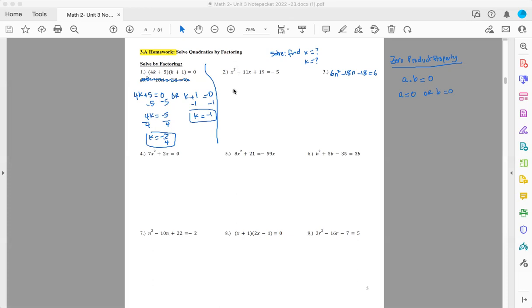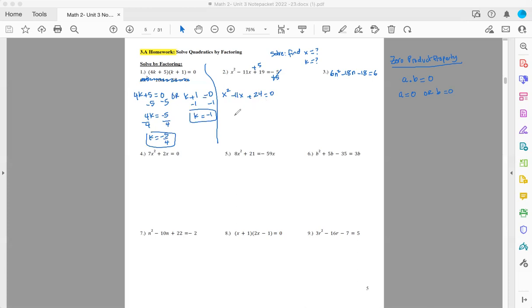Now for number 2, we don't have a factored form. In fact, not only do we not have a factored form, we have a number on the right-hand side. According to the lesson, we cannot have this equal to negative 5 or equal to any number in this case. Therefore, we need that gone, and we need a 0 on the right-hand side. To do that, we add 5 to both sides of the equation. The 5 and the negative 5 cancel out, giving me 0. I'm left with x squared minus 11x, and 19 plus 5 is plus 24. And now we can factor.